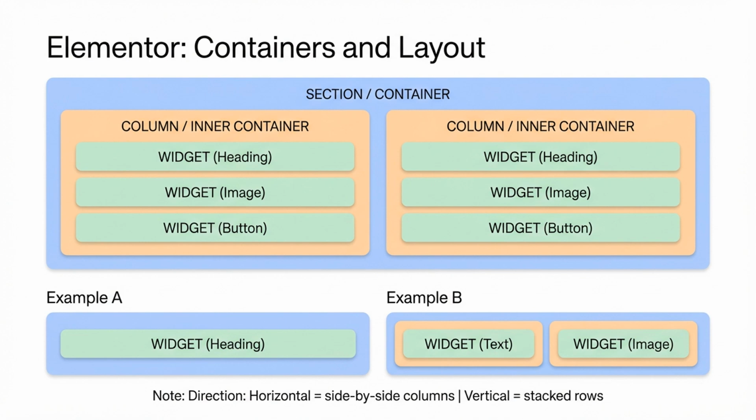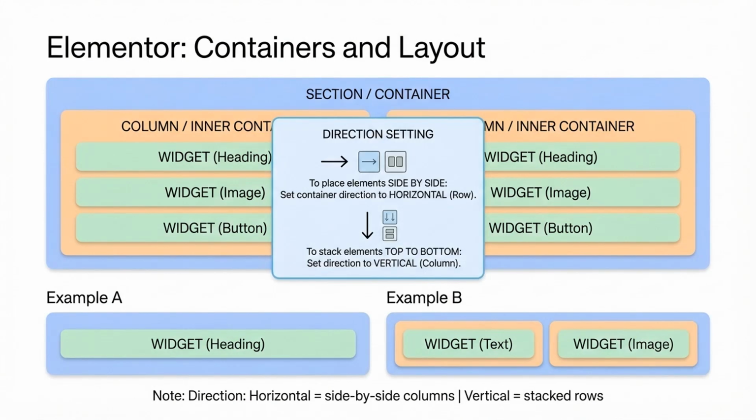Everything is built in layers. The outermost layer is a container or section. It spans the full width of the page. Inside that, you can have columns or inner containers arranged horizontally side by side or vertically stacked. Inside those columns, you place your actual widgets: headings, text, images, buttons. Getting this nesting right is the foundation of clean page design.